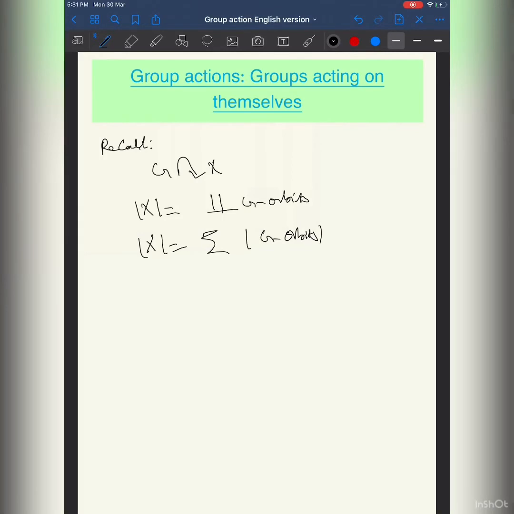Now, let's do the fixed point theorem. This is a class equation in general sense, and I used one particular action to prove that a particular class equation, where X equal to G itself and acting as a conjugation action. Now, fixed point theorem.